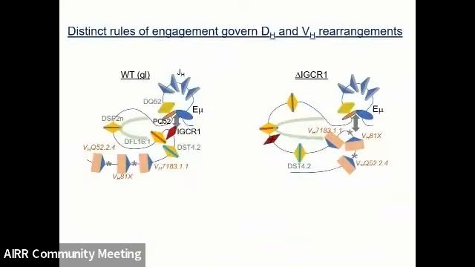So taken together, the one message that I'd like to leave you with is that distinct rules of engagement operate on DH and VH rearrangements. I won't go through this schematic in detail, for time's sake, and I'm open to questions here, but you should realize that the rules by which the recombinase recognizes the same, essentially very, very similar recombination signal sequences, be they on D genes or V genes, are different.